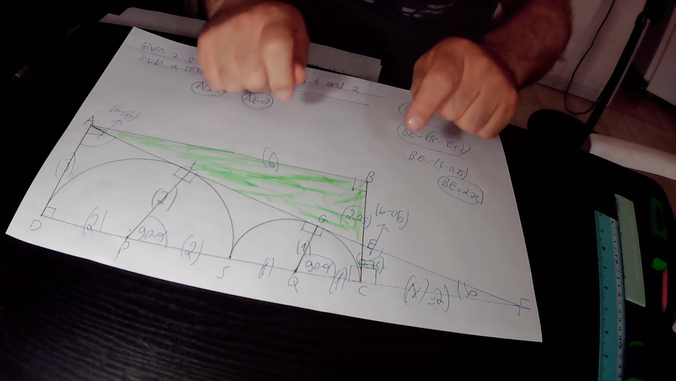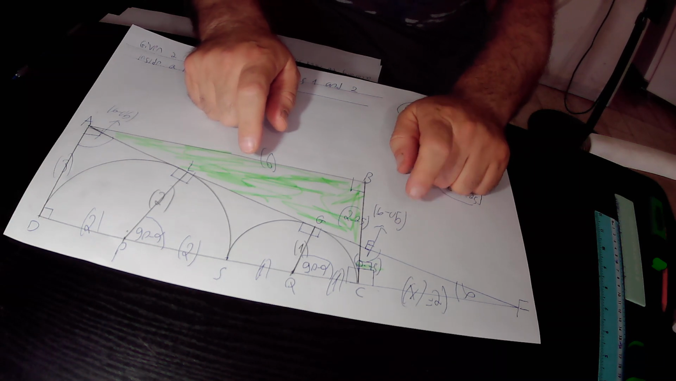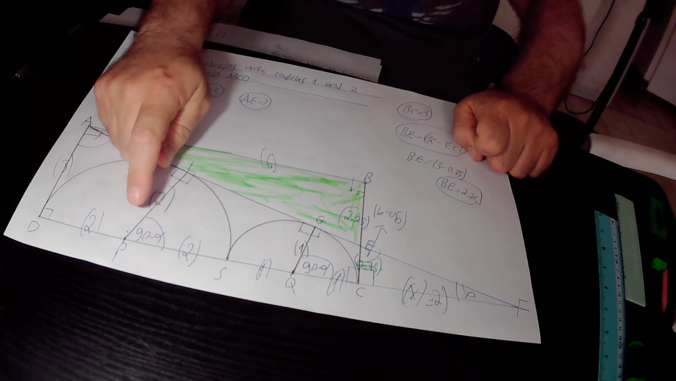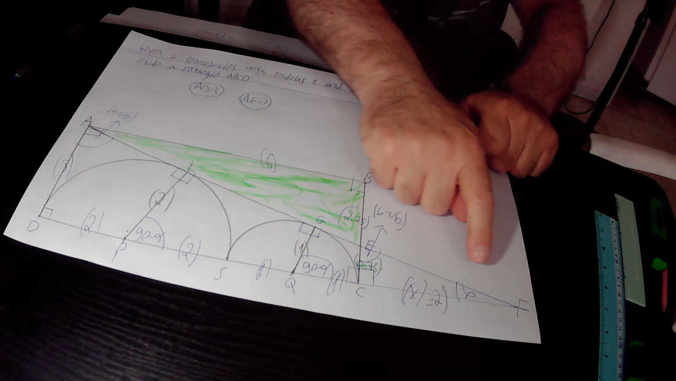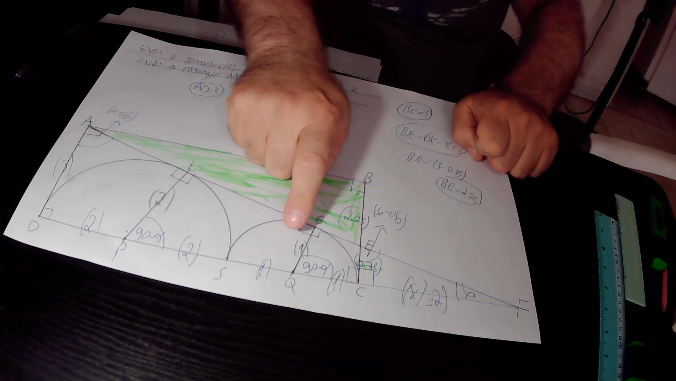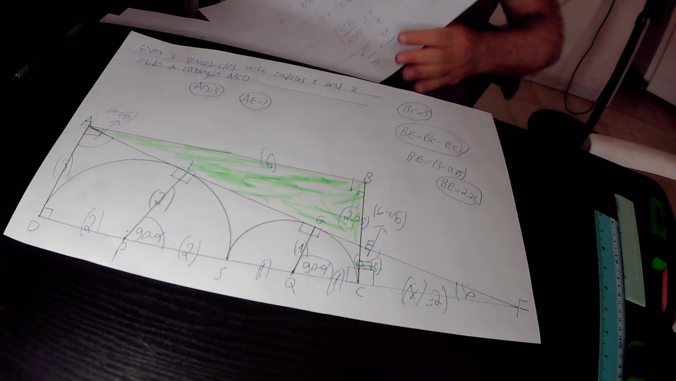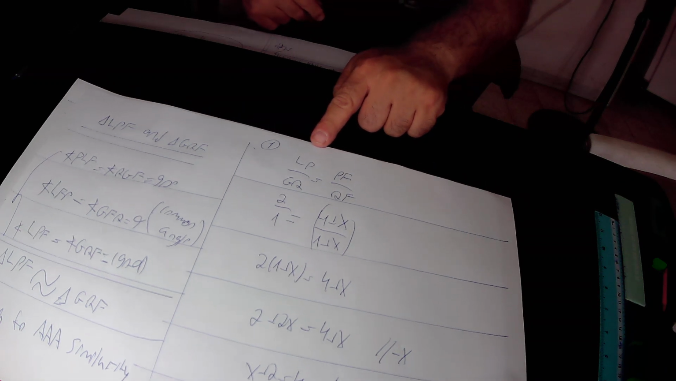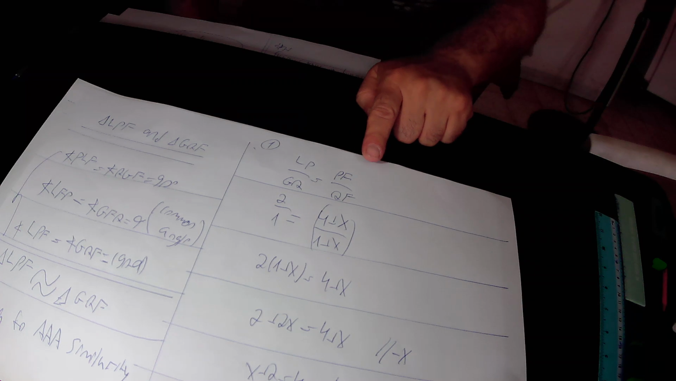And from the fact that those two right triangles are similar to each other, we derive that the following relationship exists between their sides. We derive that side NP in the big right triangle NPF over side GQ in the small right triangle GQF equals side PF in the big right triangle over side QF in the small right triangle. So I repeat again, side NP in the big triangle over side GQ in the small triangle equals side PF in the big triangle over side QF in the small triangle.